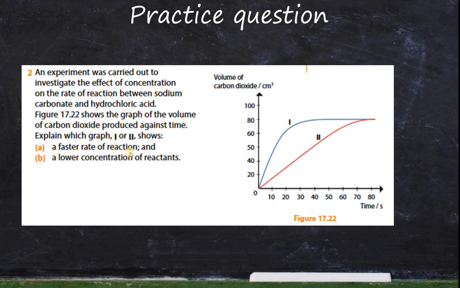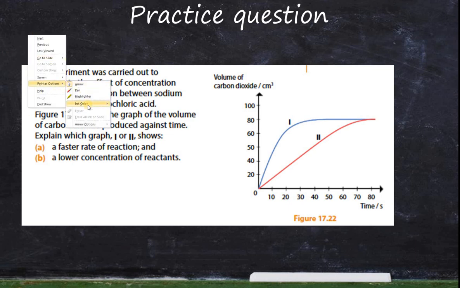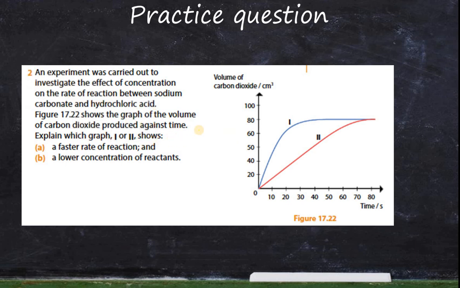First, which shows the faster rate of reaction? Faster rate of reaction means we need to find which has the highest gradient. So here, as you can see, the highest gradient is in graph number 1. So option number 1. And next they are asking which graph shows the lower concentration of the reactant. Lower concentration means the gradient is lower, it is happening slowly, so it is number 2. So I hope this part is clear.